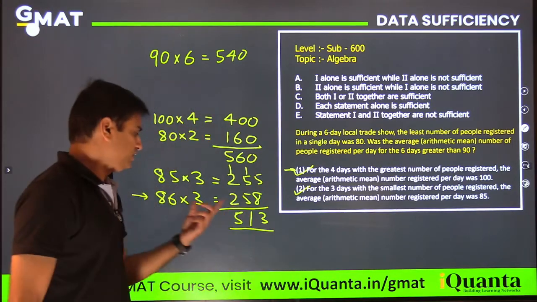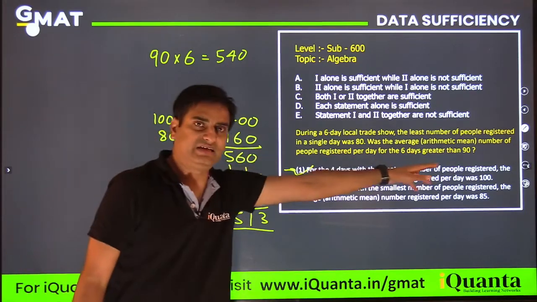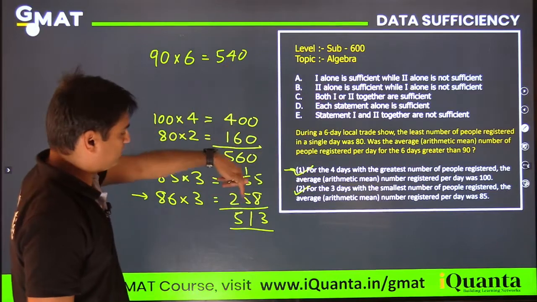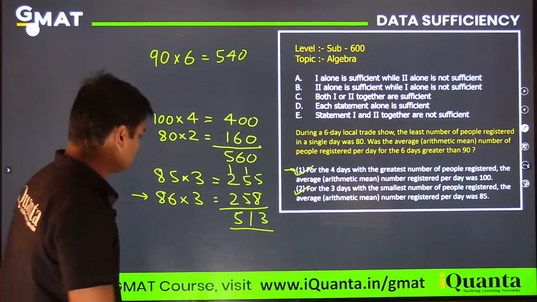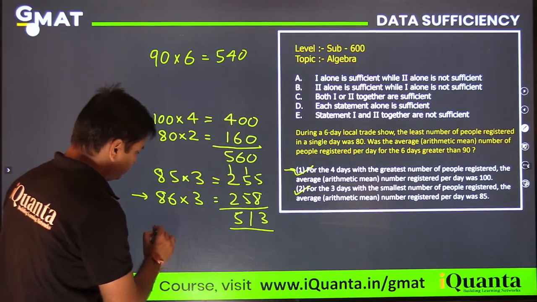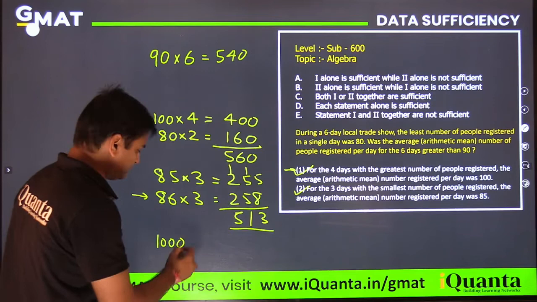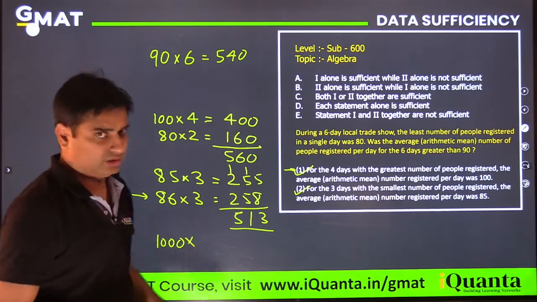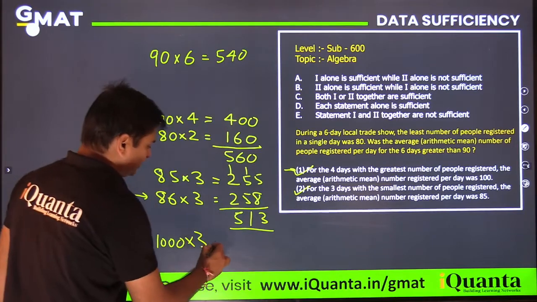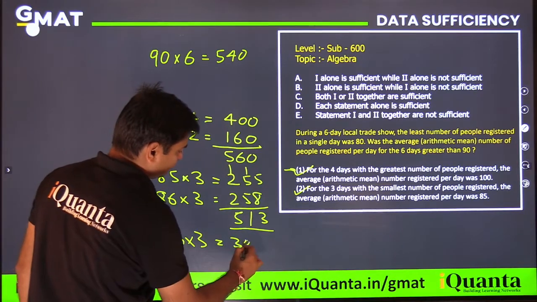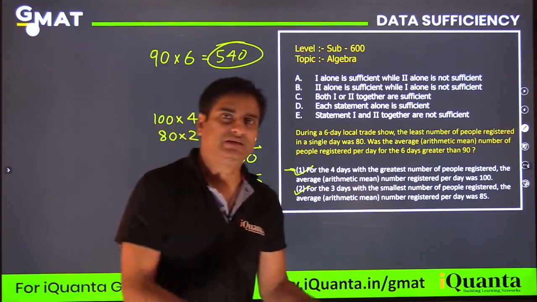That means in this scenario the average was less than 90 because the total number of people registered was less than 540. But suppose it is more, let us suppose it is 1000, because the limit was not given for the maximum. So we can suppose anything. So 1000 into 3 is 3000, which is more than 540. So the average can be more than 90.